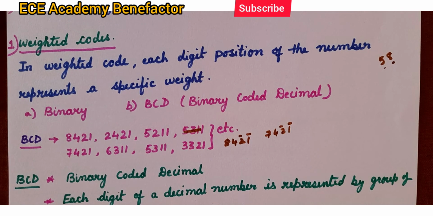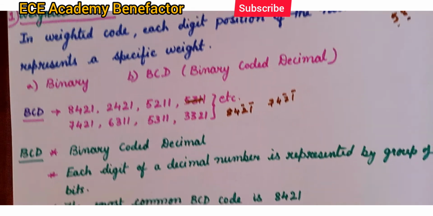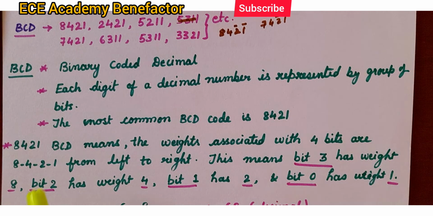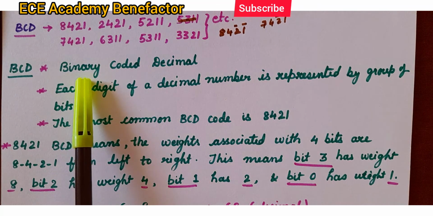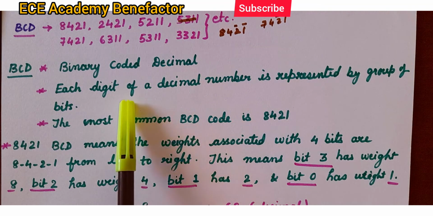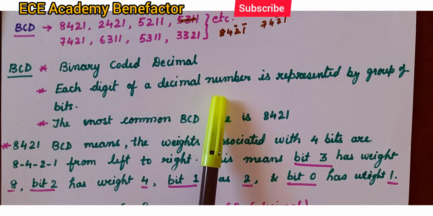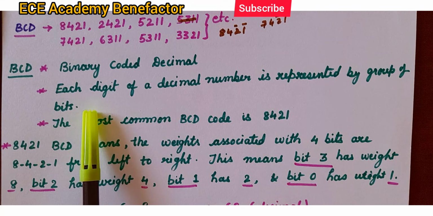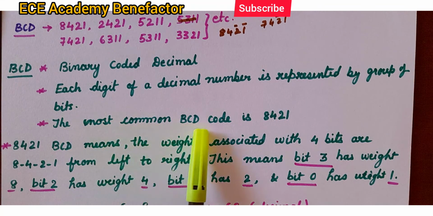Okay, so what does BCD stand for? Binary coded decimal. So BCD is a weighted code. Each digit of a decimal number is represented by a group of bits. The most common BCD code is 8421.